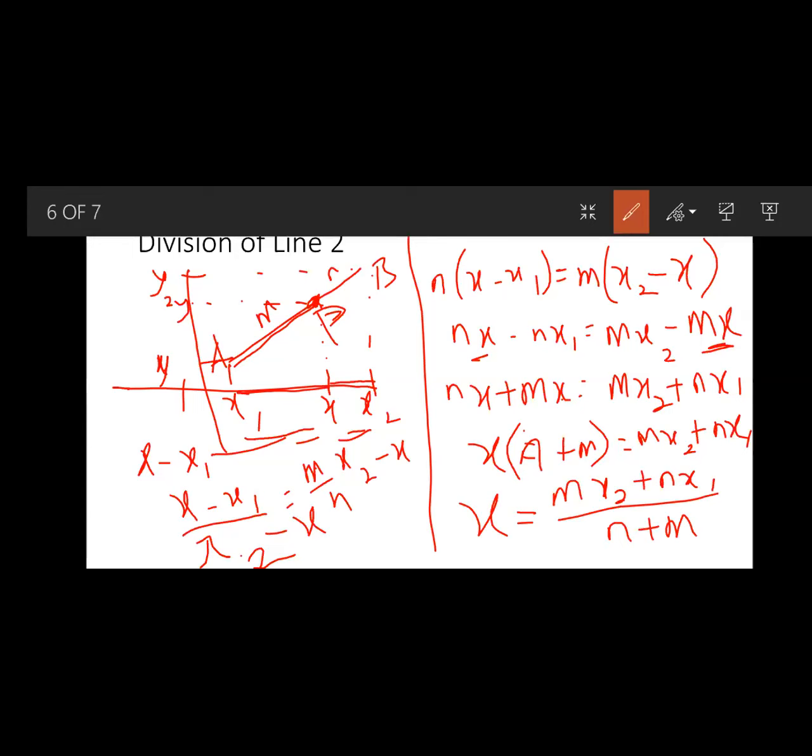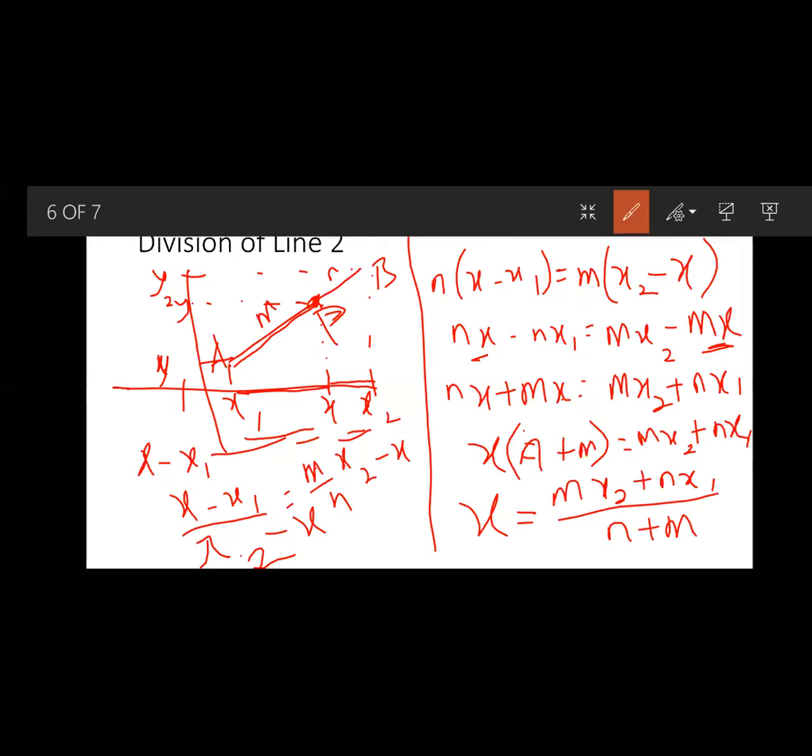So likewise, our y will now be equals to what? My2 plus ny1 over n plus m. So that is how we can get the point that divides a line into a given ratio internally.